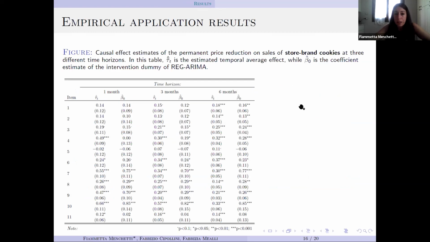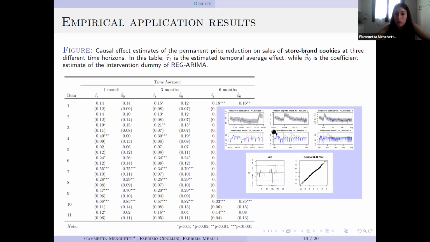Very quickly, the application results. Those are the results for the store brand cookies, and we compared both approaches. We computed our temporal average effect and also the beta zero for REG-ARIMA at different time horizons, and we can see that this intervention seems to have had positive impacts on many of the considered store brands. Here there are also some residual diagnostics and the representation of the causal effect for a selected store brand.